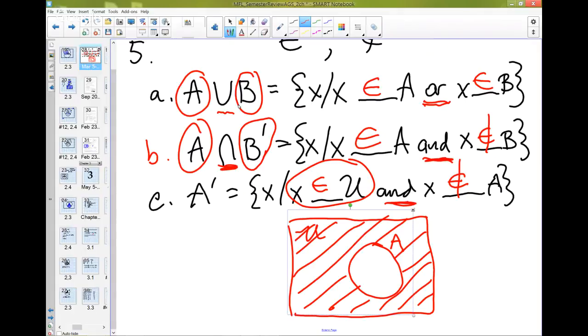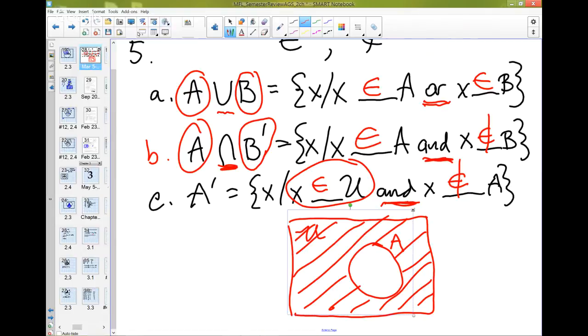I don't know, maybe I shouldn't have made such a big deal, but do you see how everything outside of A overlaps the universal set where the angled lines are? So that would be the answer to part C.